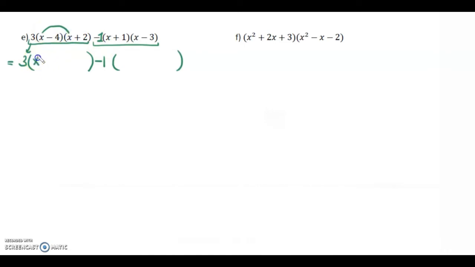X times x is x squared. X times 2 is 2x. -4 times x is -4x. And -4 times 2 is -8. Okay, same thing over here. X times x is x squared. X times -3 is -3x. 1 times x is x. And 1 times -3 is -3.